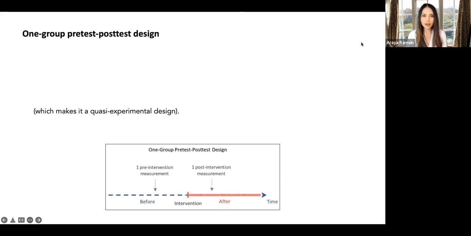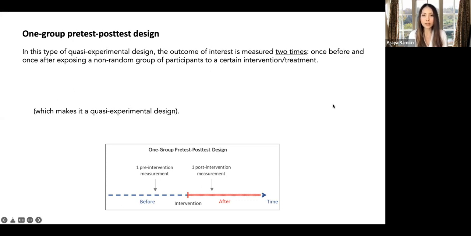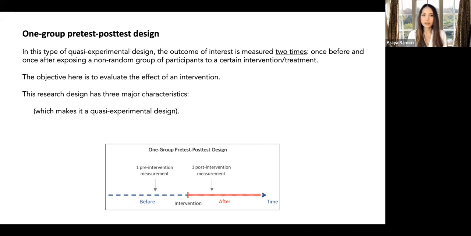And then the third type, one group pre-test, post-test design. In this type of quasi-experimental design, the outcome of interest is measured 2 times. So you measure before and then after exposing your participants to a certain intervention or treatment. The objective here is to evaluate the effect of an intervention. And this research design has three major characteristics.